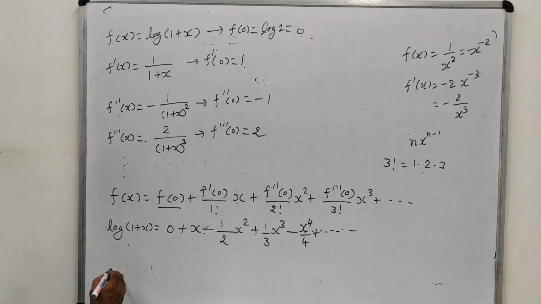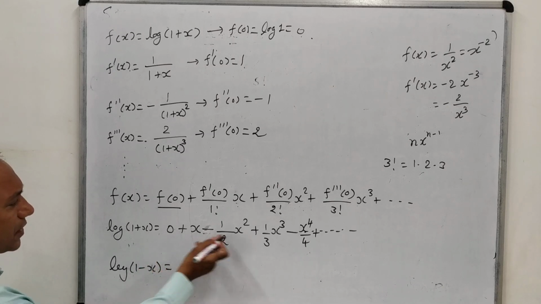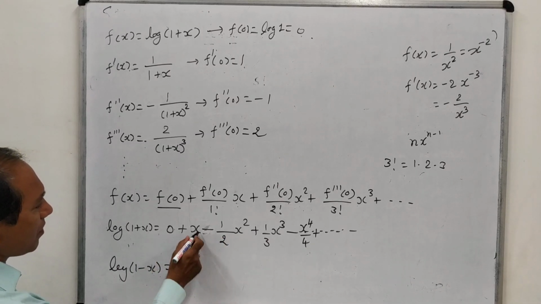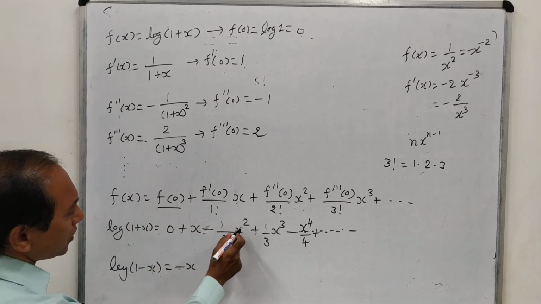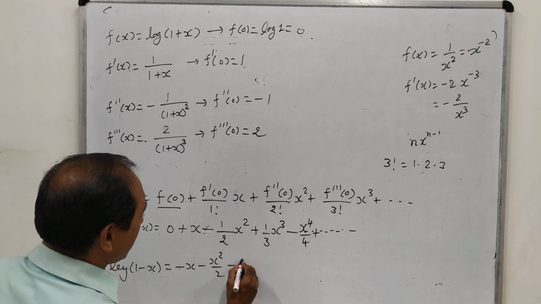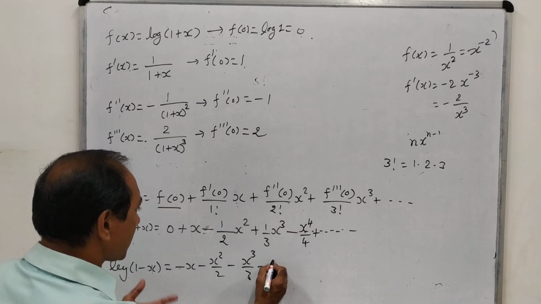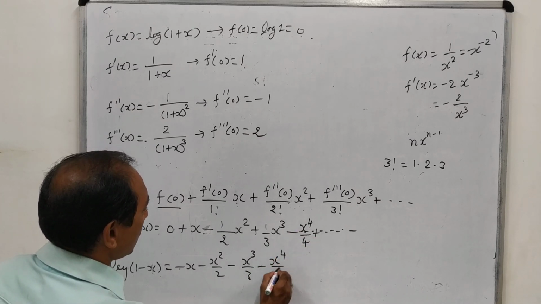Okay. And similarly, if we require the series for log of 1 minus x, what will we do? We will replace x by minus x in this series. So this x will become minus x. Here minus x whole square means x square only. Here minus x cube is minus x cube, so minus x cube by 3. Here minus x whole raised to 4 means x raised to 4 itself.